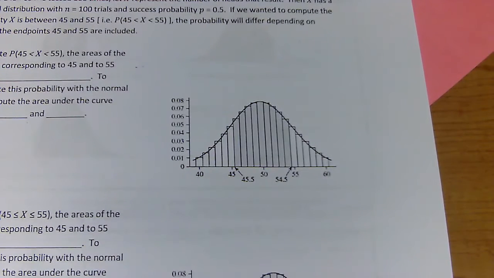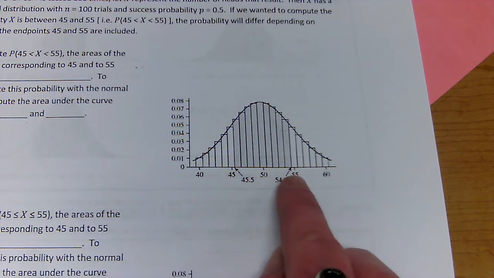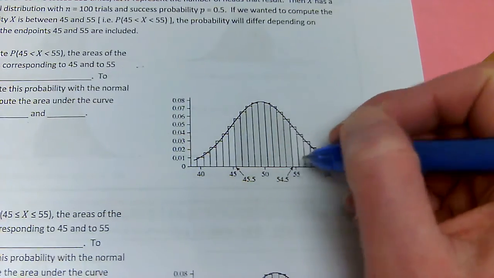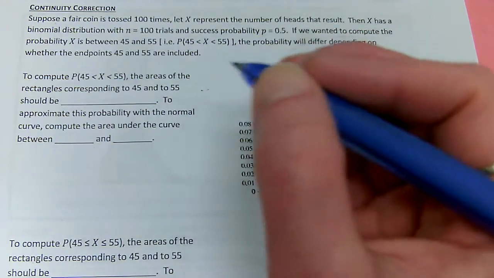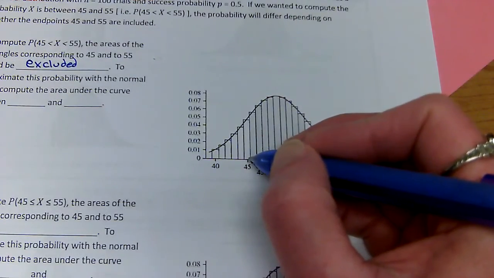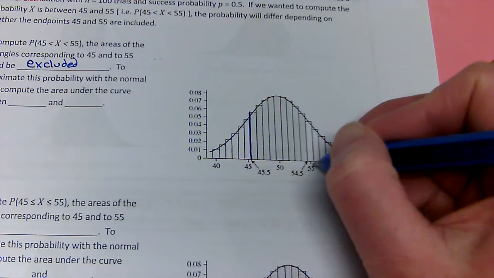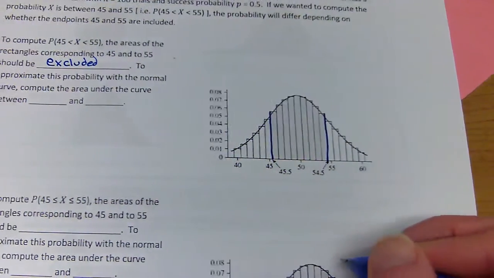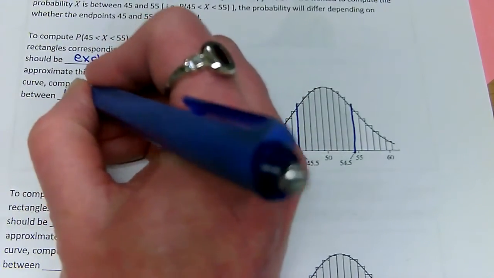Now, if we look at this distribution, notice where my whole numbers are: 40, 45, 50, 55. So the rectangles are going halfway between numbers. And if I am talking about the probability between 45 and 55 with just less than signs, then those rectangles should be excluded. So if I'm not including the rectangle that has 45, then I'm starting with this rectangle, which starts at 45.5. And if I'm not including the rectangle that has 55, then I have to end it a little bit beforehand. I'm only going up to 54.5. So we'll be computing the area under the normal distribution from 45.5 to 54.5.